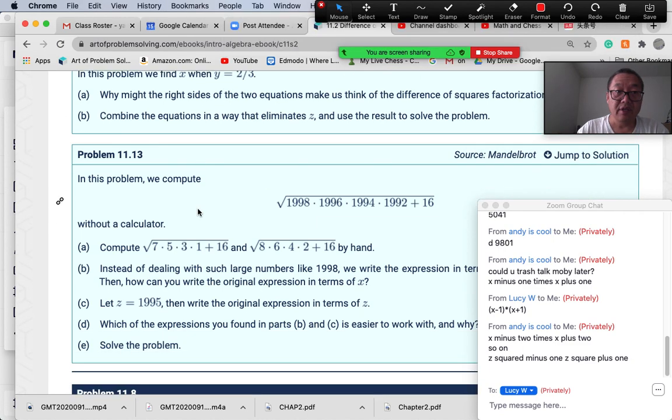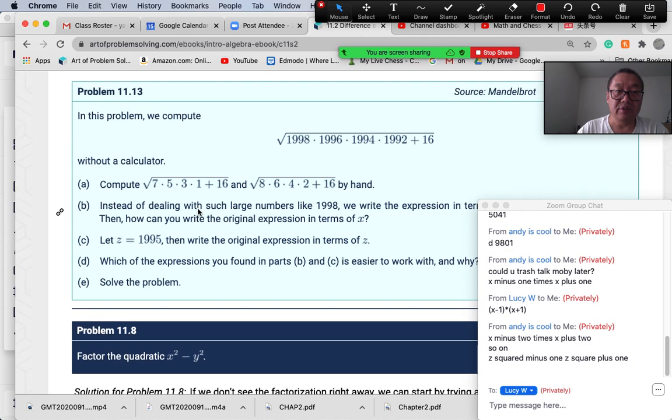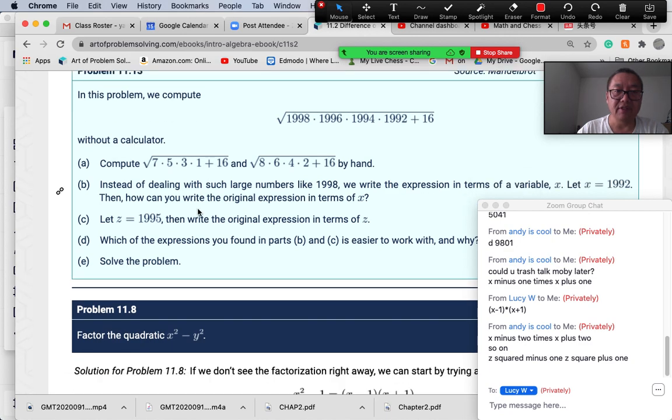Now let's see 11.13. We've seen 11.11 and 11.12, now let's see this 11.13. In this problem, we try to calculate this. This one looks hard, right? How can we do this? They say without using a calculator.